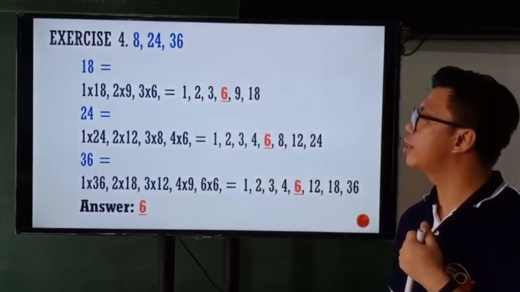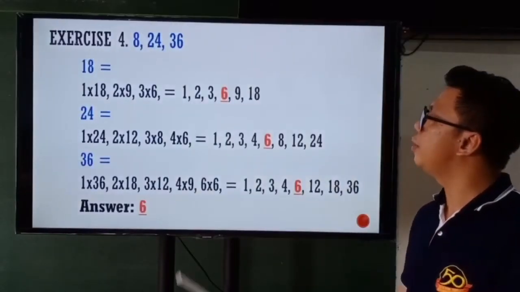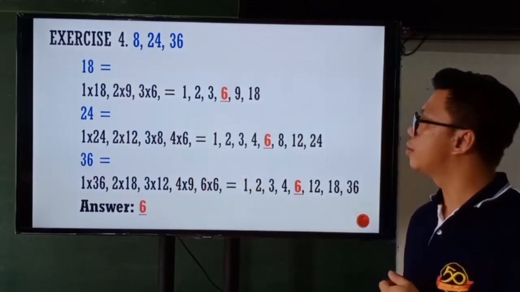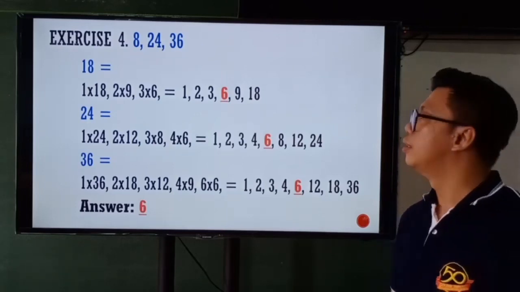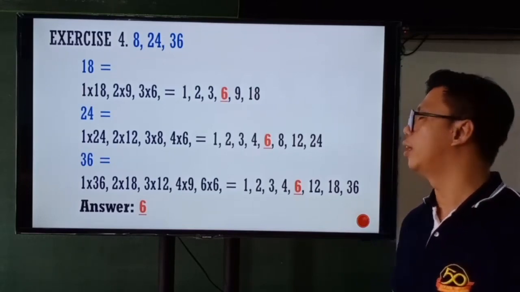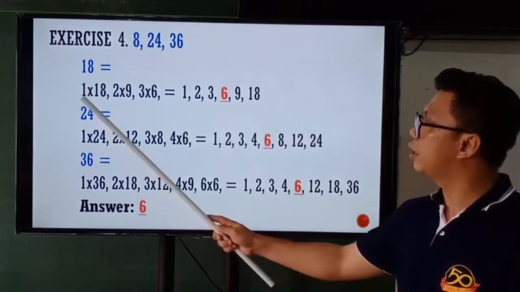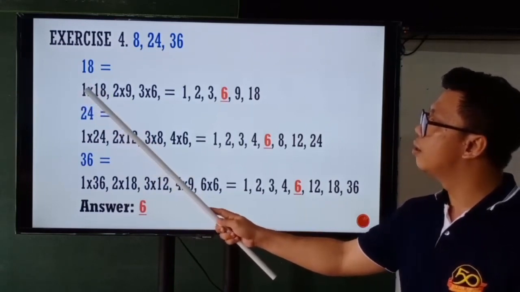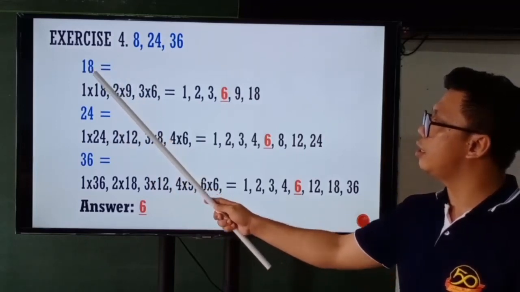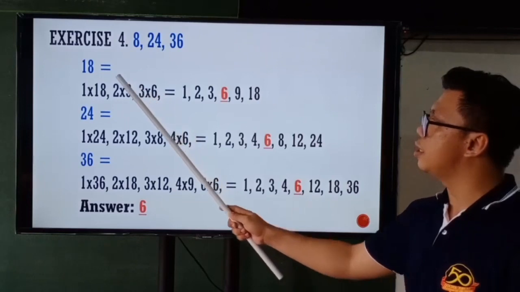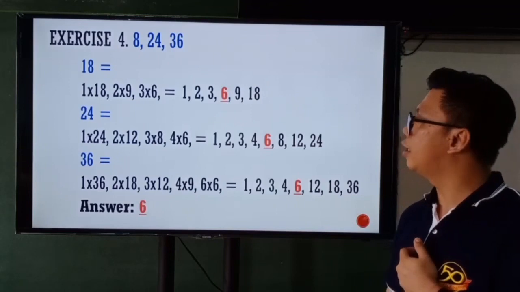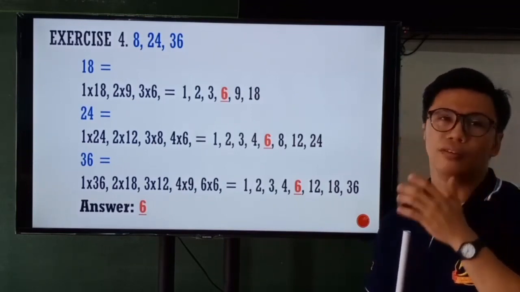Okay, now let's check your exercise number 4. We have 18, 24, and 36. Okay, so we will start with 18. So what is the first method? Very good. We will find first the factors. So what is the factor of 18? We will write here, factors of 18: 1 times 18 is 18, 2 times 9 is 18, and 3 times 6 is 18. So that is the factor of 18. Next, after getting the factors of 18, what is the next? Very good.